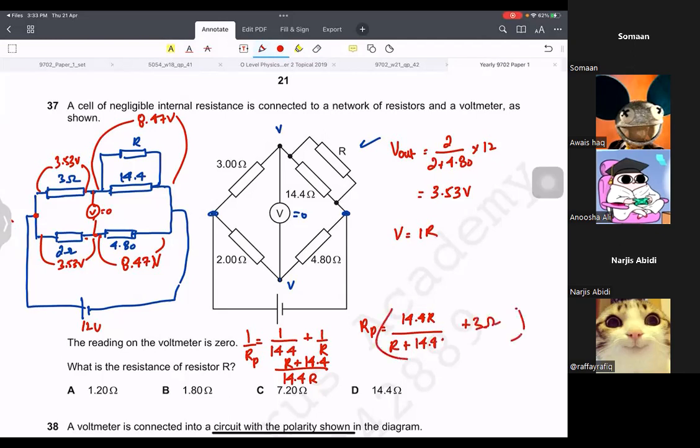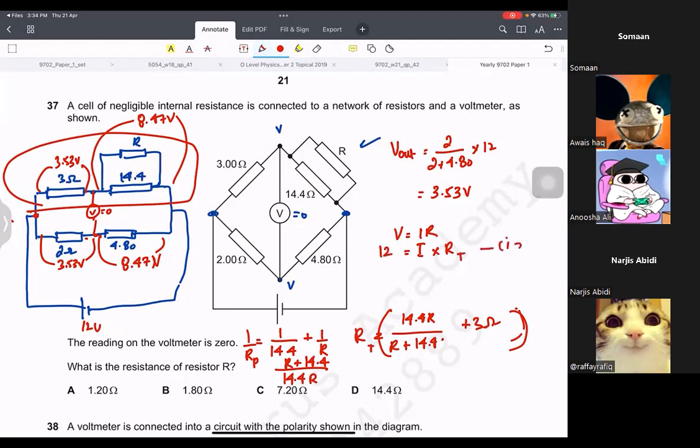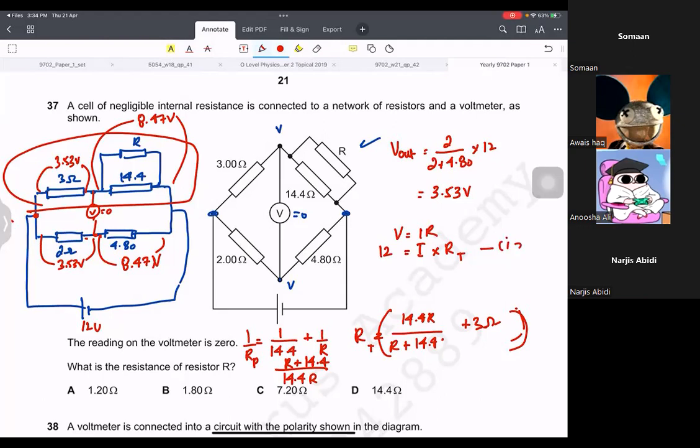Let's call this total R. I don't care, let's call this just R. This is the total resistance across this section. I'm only looking at this section. So the current here should be I, and the resistance is the total resistance, and the voltage is 12. We know this. So this is our first equation. In the second equation, unfortunately, for this one, we have the voltage as 8.47.